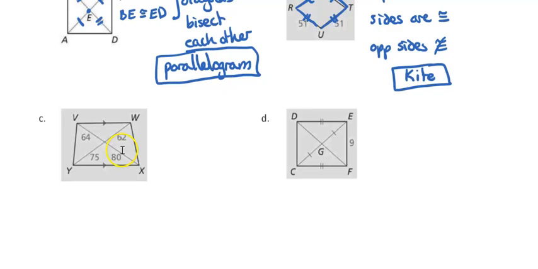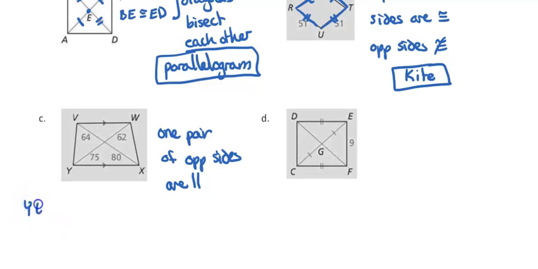Okay, let's look at C. C looks like a trapezoid, and I'm pretty confident it's a trapezoid because it has exactly one pair of opposite sides that are parallel. And so I definitely know it is a trapezoid. If I go ahead and check the diagonals, remember what it said about the trapezoid. That was that if the diagonals are congruent, then it's isosceles.